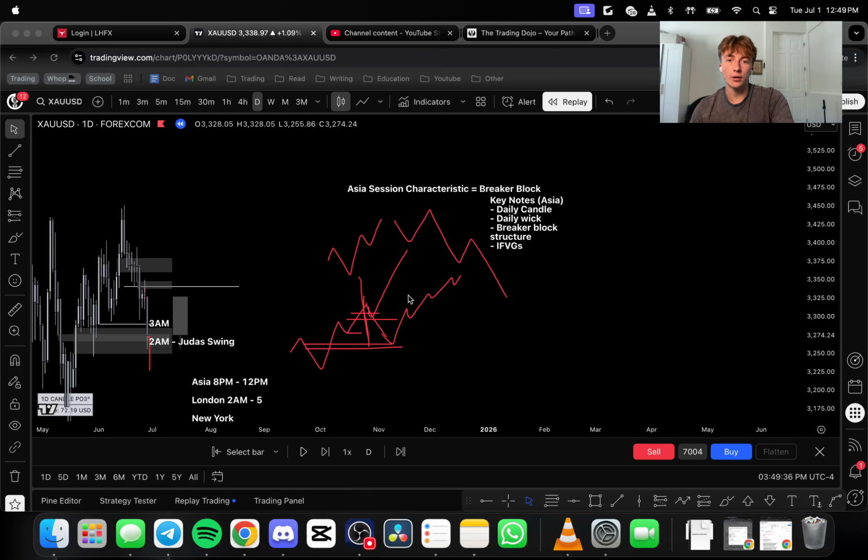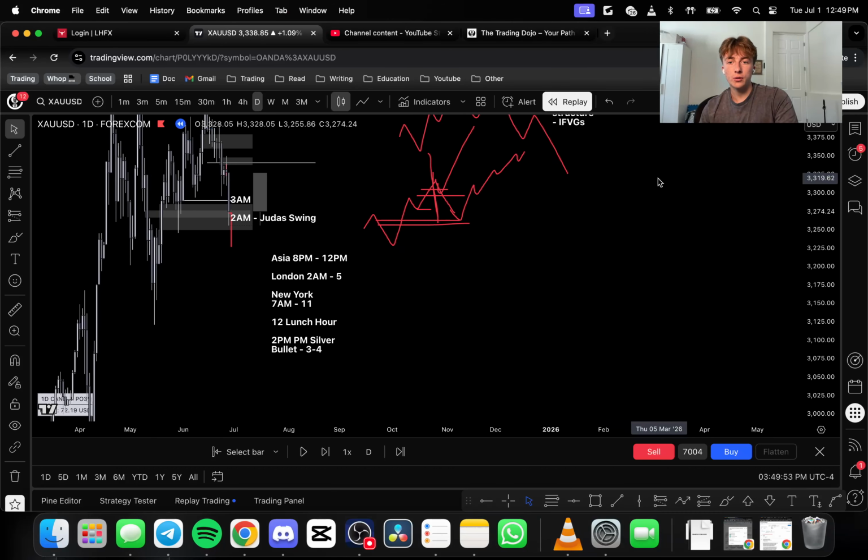Now for London session, we have Judas swing, which is the first hour, and then we have silver bullet, which is at 3 a.m. So after they move in the opposite direction, the silver bullet begins to move in the actual direction, and we either expect some sort of continuation or IFVGs, right?